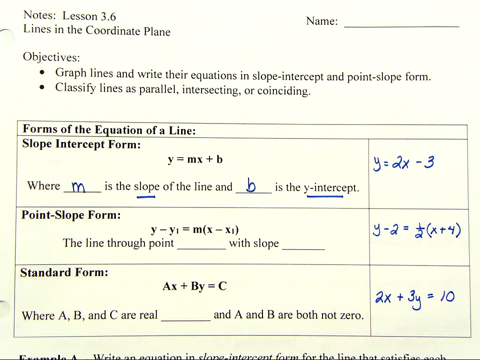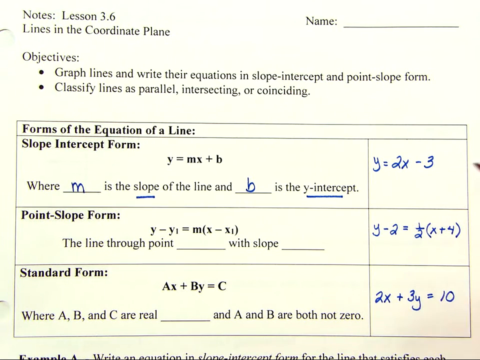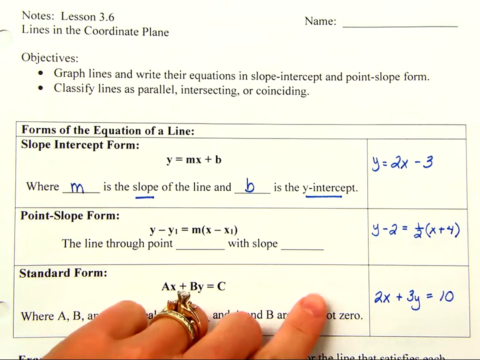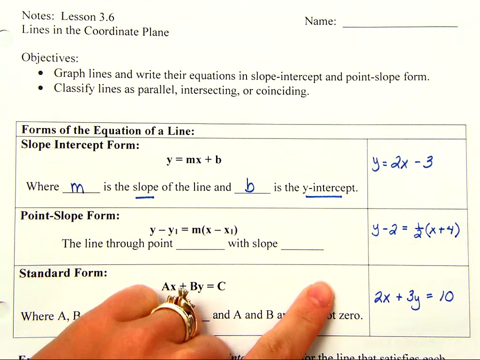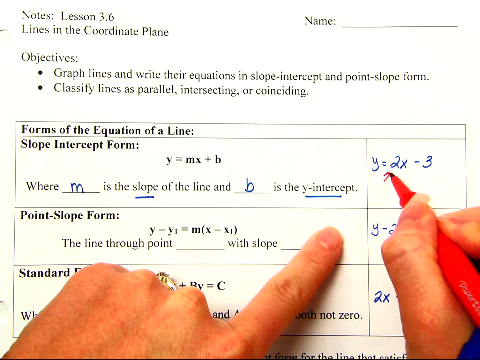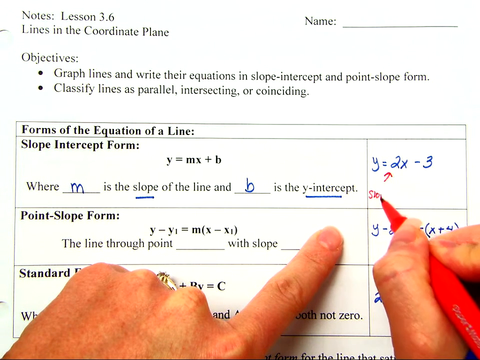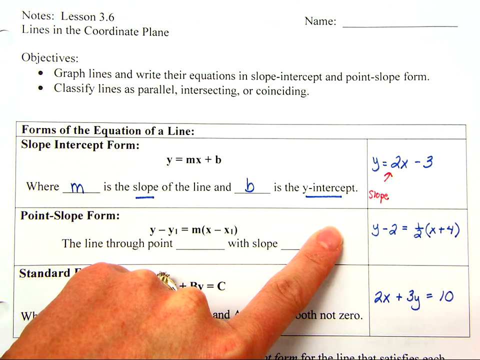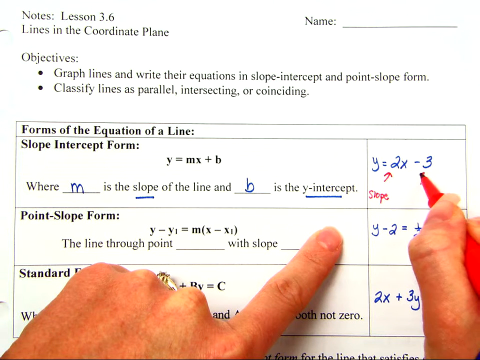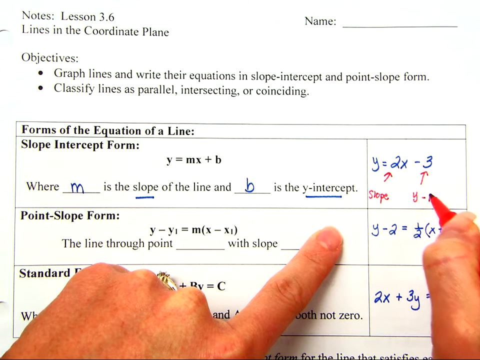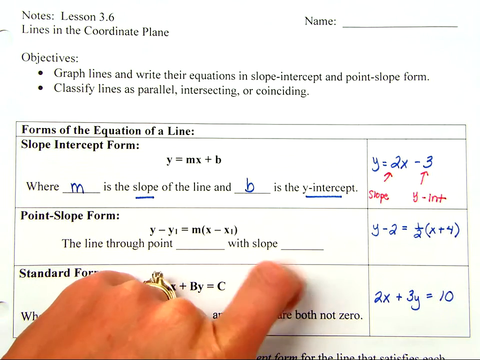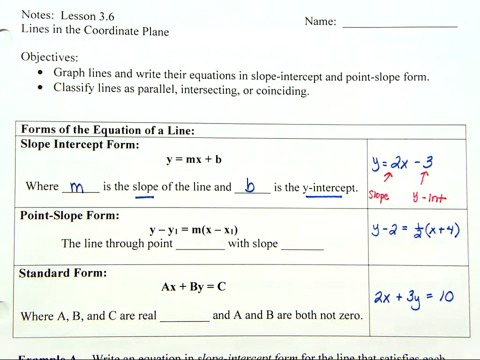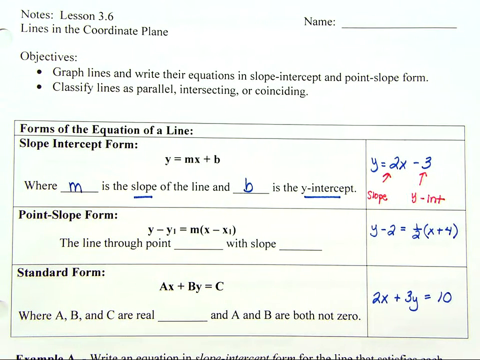So as I look over to the right, I see that this equation here is written in slope-intercept form, and we substitute numbers in for m and b. So here, this tells me that my slope is 2, or 2 over 1, and that it would cross the y-axis at negative 3, because that would be my y-intercept. M is 2, and b is negative 3.